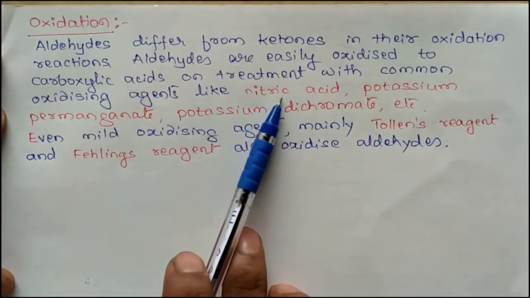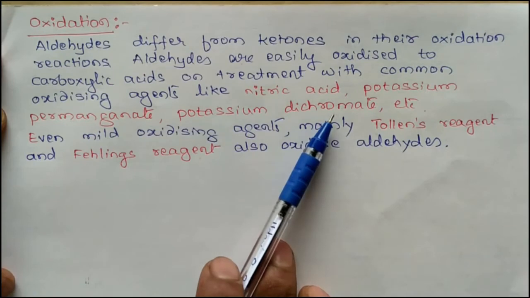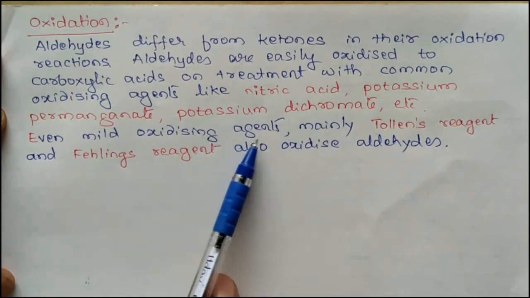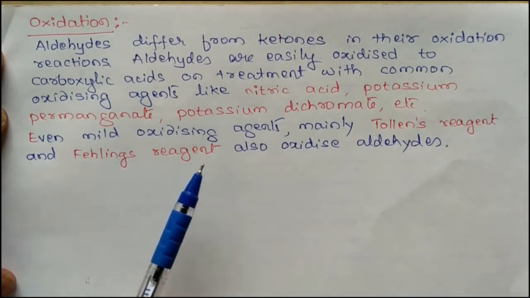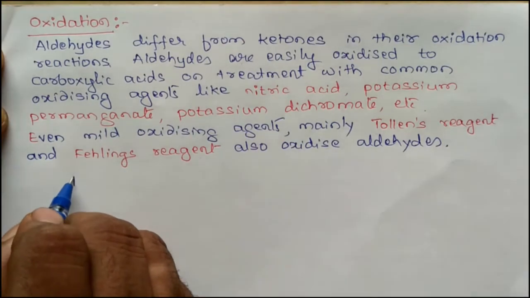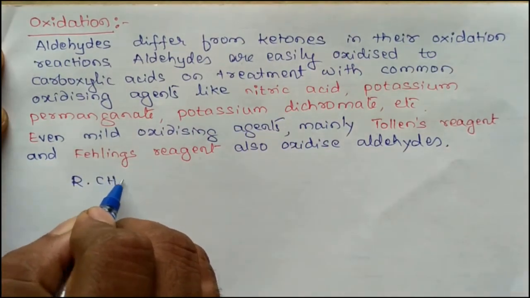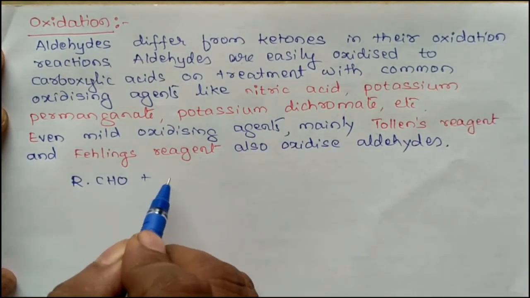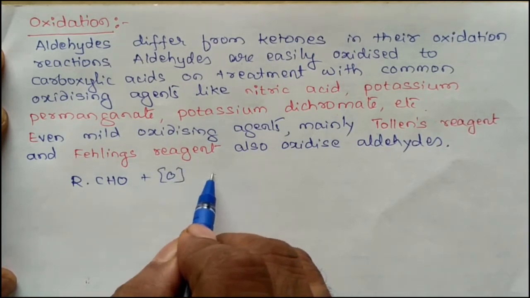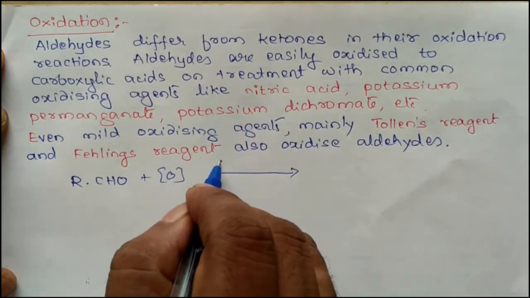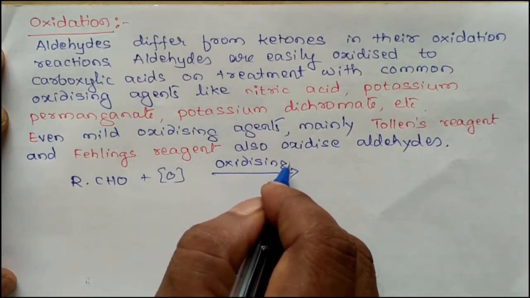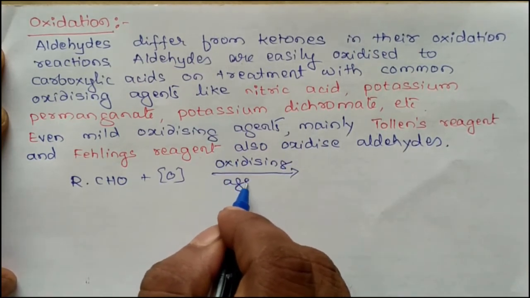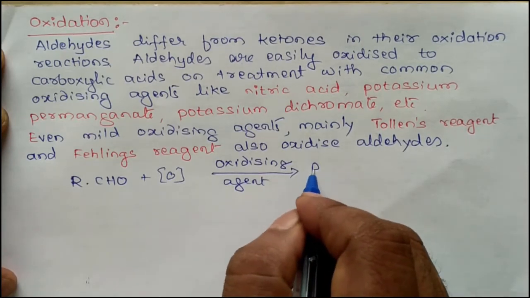Aldehydes can be oxidized using nitric acid, potassium permanganate, potassium dichromate, or even with milder oxidizing agents such as Tollens reagent, to give carboxylic acid. For example, the general reaction: RCHO undergoes oxidation by using an oxidizing agent to give RCOOH.